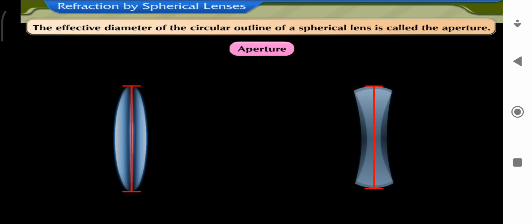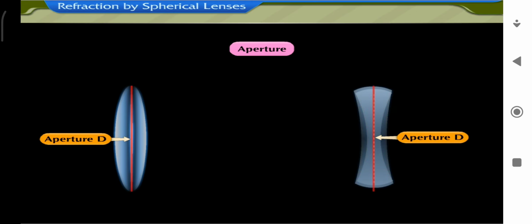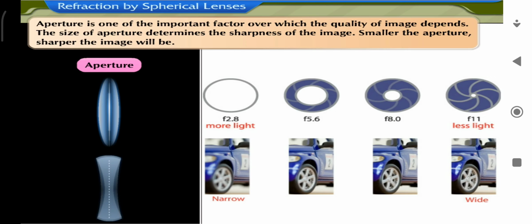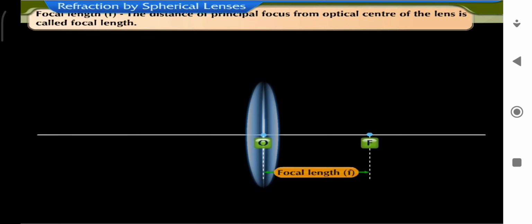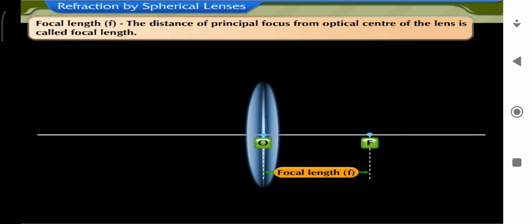Aperture. The effective diameter of the circular outline of a spherical lens is called the aperture. D is the aperture of the lens. Aperture is one of the important factors over which the quality of image depends. The size of aperture determines the sharpness of the image. Smaller the aperture, sharper the image will be. Focal length, F. The distance of principal focus from optical center of the lens is called focal length.